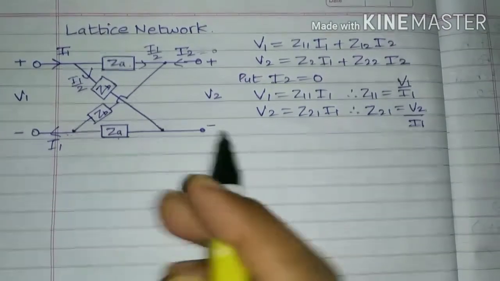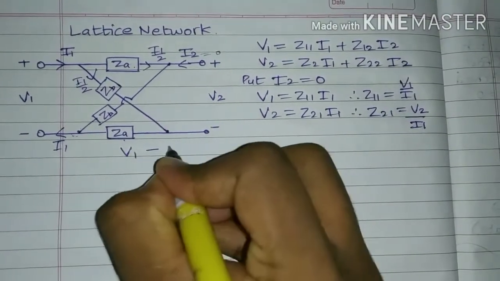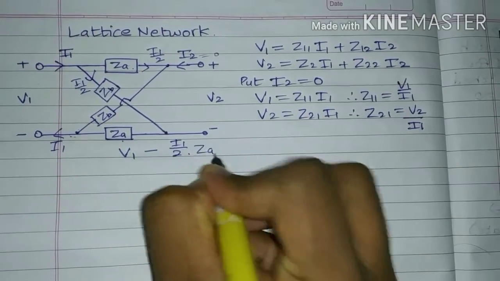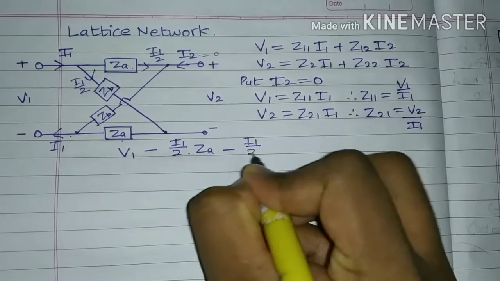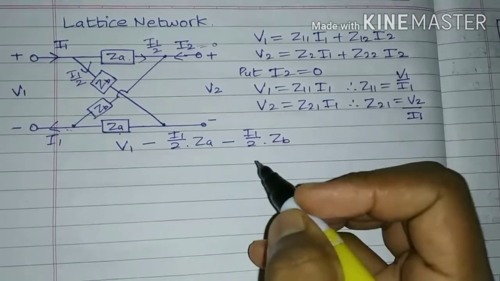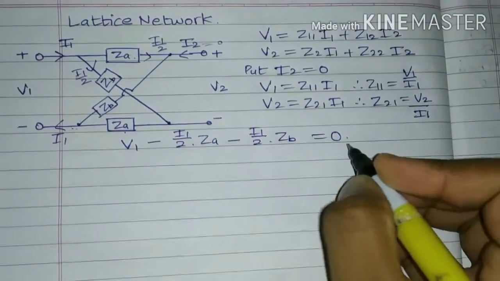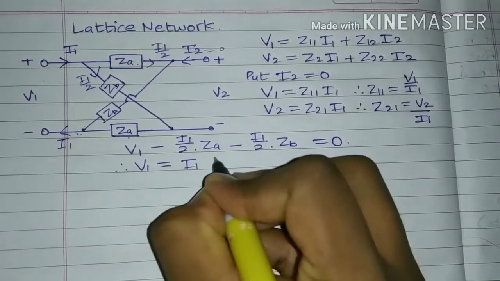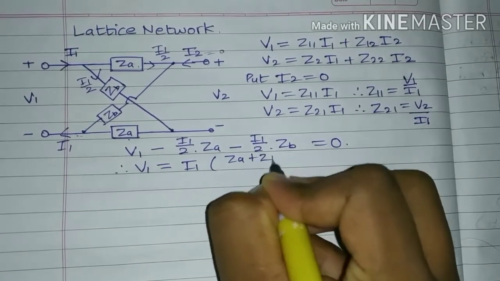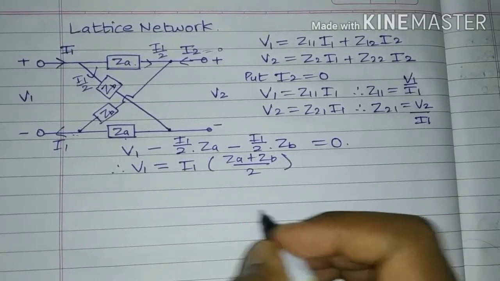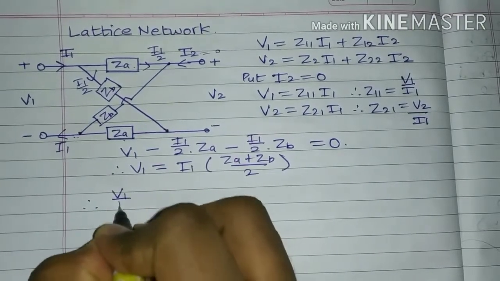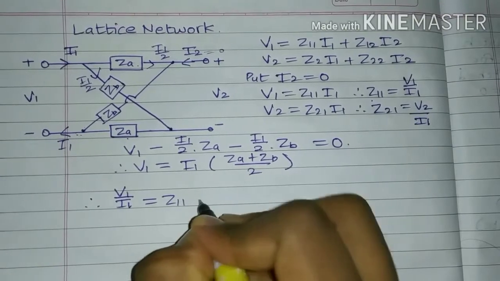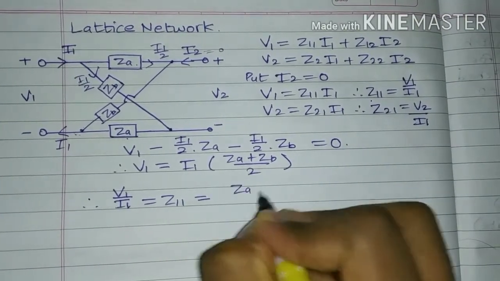Now by applying KVL through this path, we get V1 minus I1 by 2 into ZA minus I1 by 2 into ZB is equal to 0. Hence V1 is equal to I1 into ZA plus ZB by 2. So V1 upon I1, which is equal to Z11, is equal to ZA plus ZB upon 2.